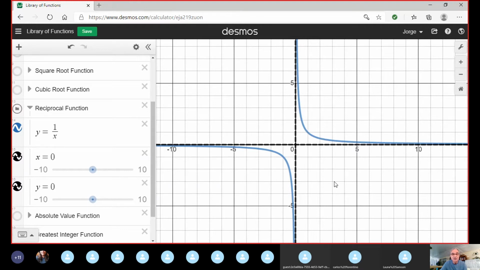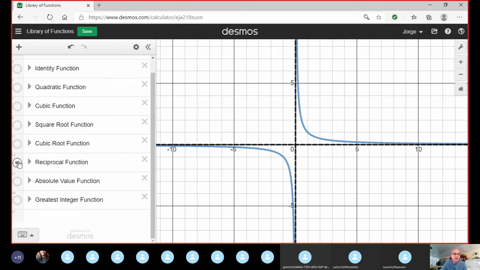the x is 0. So in 0, the curve never touches. So the domain is all real numbers except 0. Because what happens in 0? 1 divided by 0, undefined. Not good. Okay, so it's a reciprocal function and it is more or less nice.